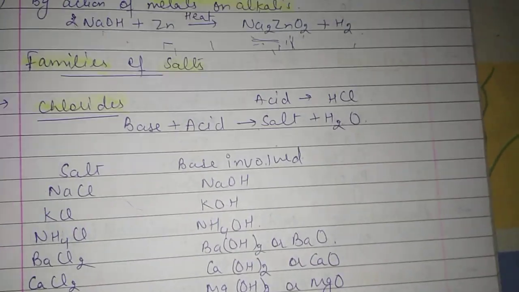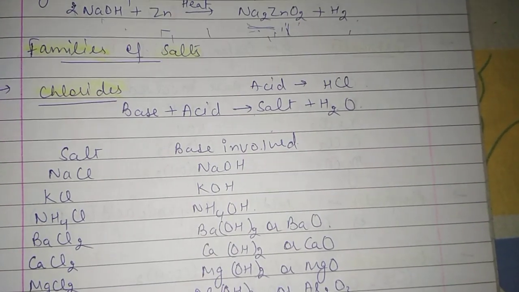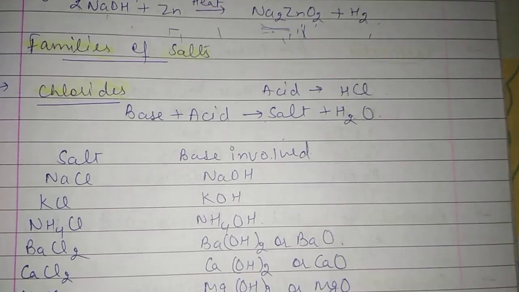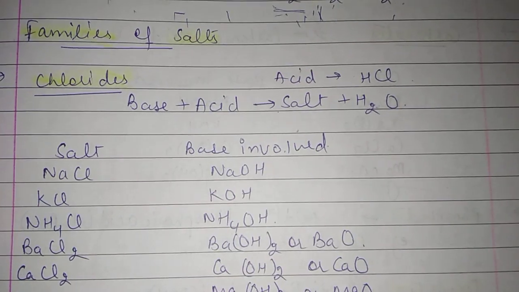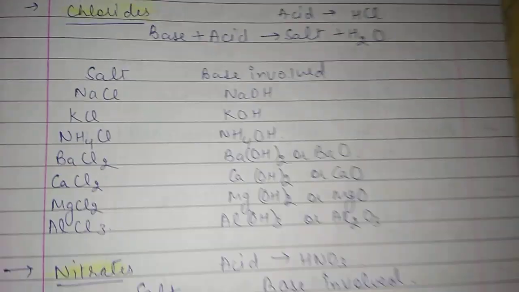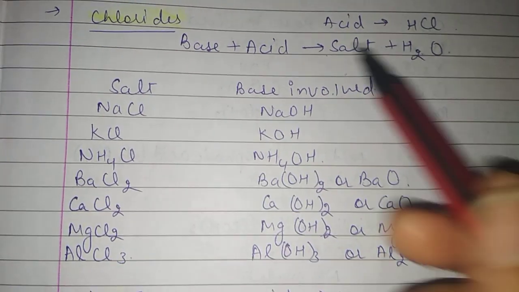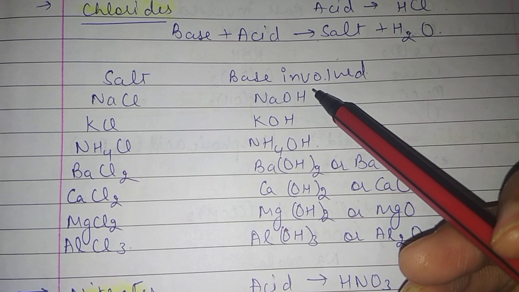Now next is the families of salts. See, different families are there. For example, first is the chloride family. The acid is HCl and the base, you can take any one of them. They form the salt and water. So the salt is NaCl, and the base involved is NaOH.